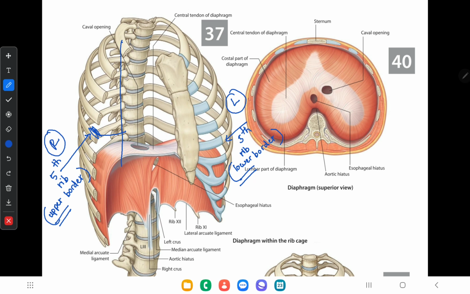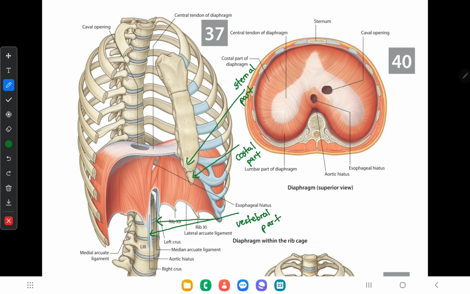Posteriorly, the right dome is level with a point 1.25 centimeters below the inferior angle of the scapula, and the left dome is level with a point 2.5 centimeters below the inferior angle of the scapula. The central tendon is at the level of the line joining the sternal joint to the spine of the 8th thoracic vertebra.